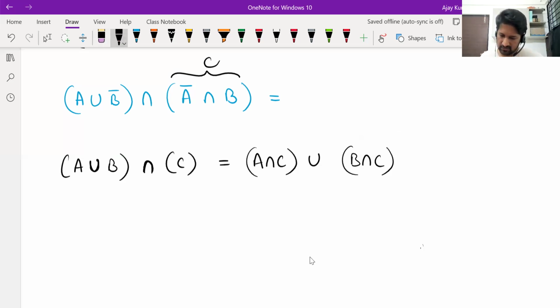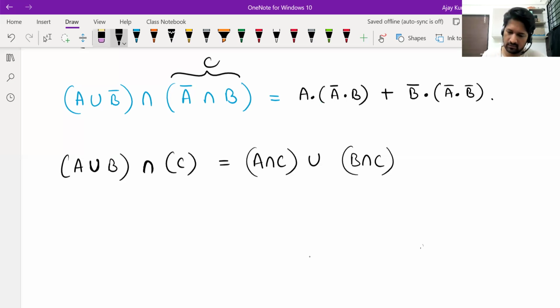So you can write this as A intersection C. So you write it as A dot... C is what? A bar and B. Union. Union means OR. Next, in place of B, you have B bar dot. In place of C, you have A bar dot B bar.